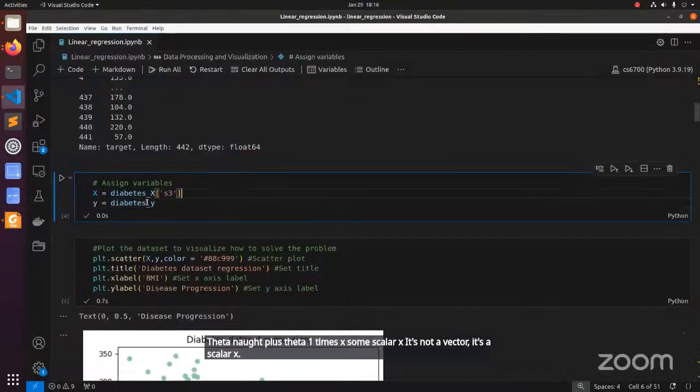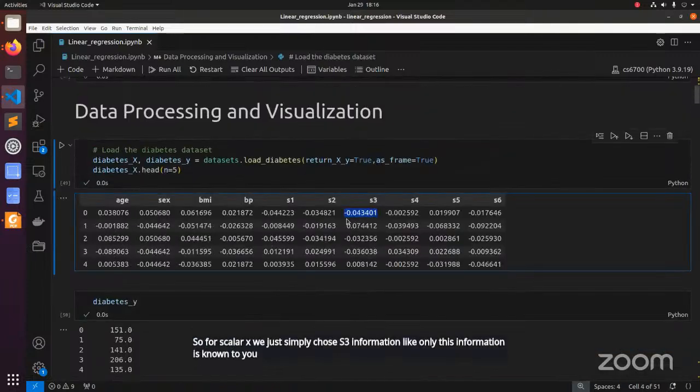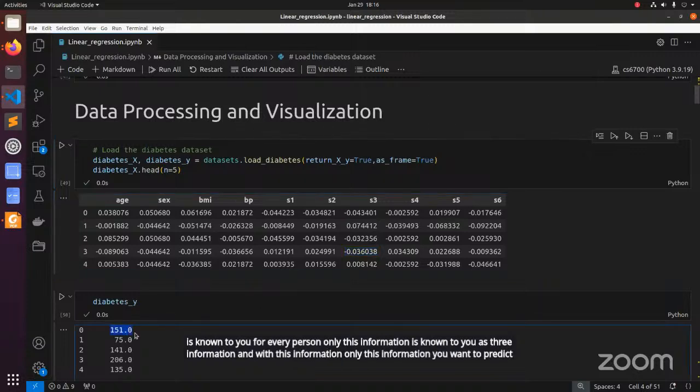So for scalar x, we simply chose the S3 feature. Only this information is known to you for every person, and with only this information, you want to predict how much diabetes the person has.